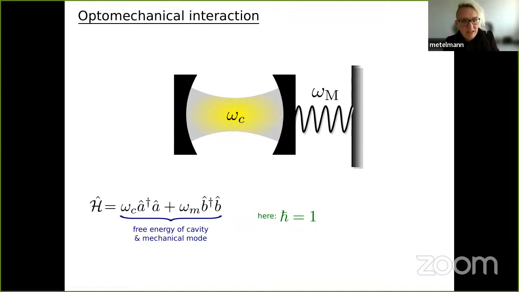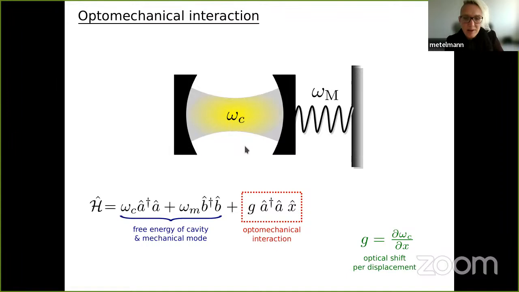So in an optomechanical system, the basic ingredients are a cavity mode and a mechanical mode. This is the simplest example of a Fabry-Perot cavity with one movable mirror. And these two modes are coupled via an optomechanical interaction, the radiation pressure force. And you can find this in a lot of different systems, but this is the basic interaction.